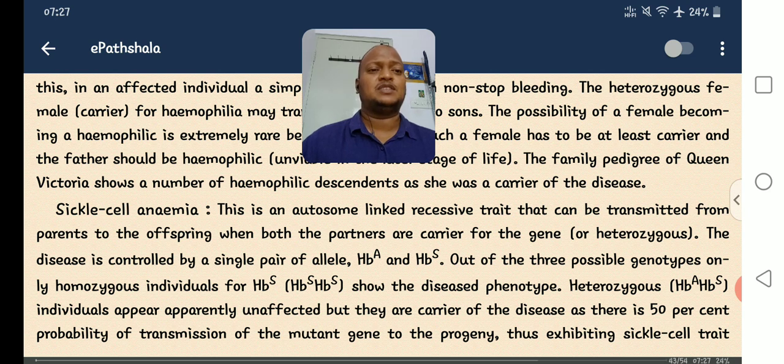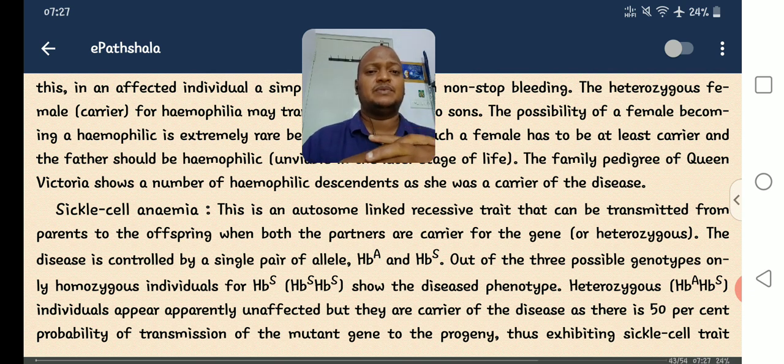When HbA HbS is there, then there is no expression of the disease because it is recessive, and HbS HbS shows the diseased phenotype. Means what? Both the parents are having the HbS gene, either carrier or affected. You understood or not? Okay, right. Next point.